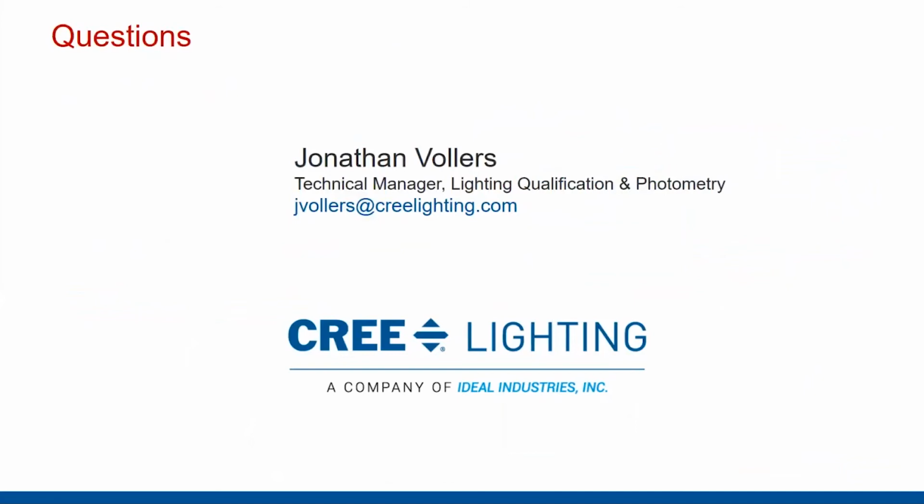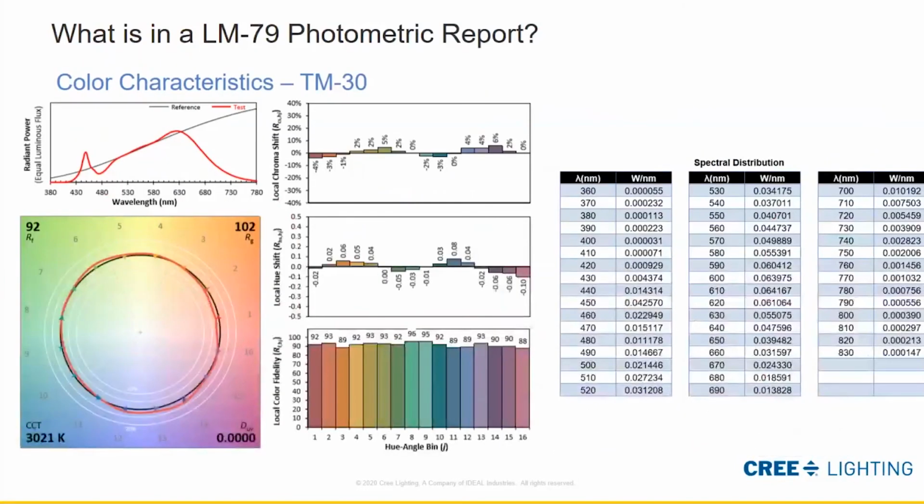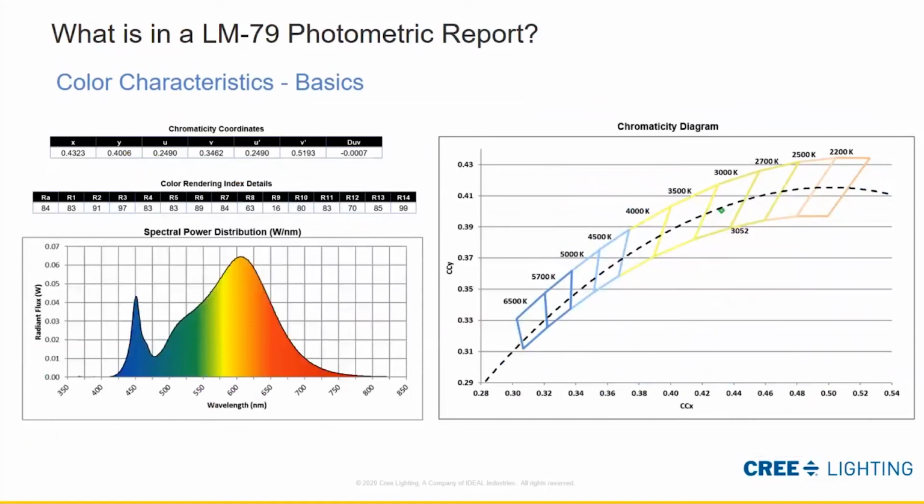There was a question about the upper and lower constraints of the quadrangle that we were showing, and whether that represented one step of the MacAdam steps in terms of accuracy to white. I don't know if you might want to talk about what within the LM-79 report, if somebody's worried about color variation, what within this tool can help us find that.